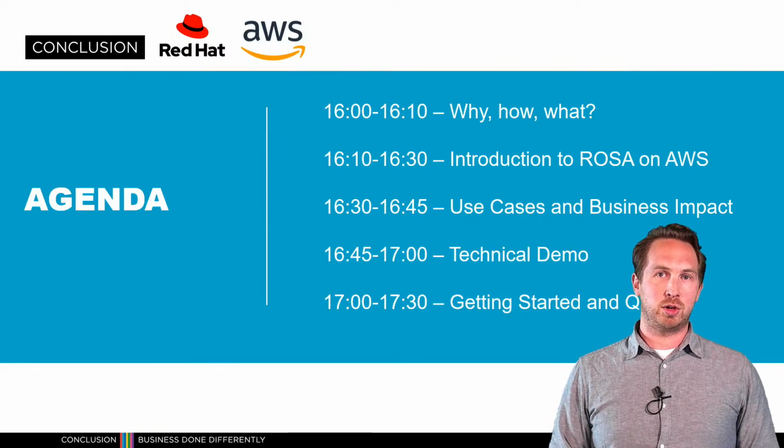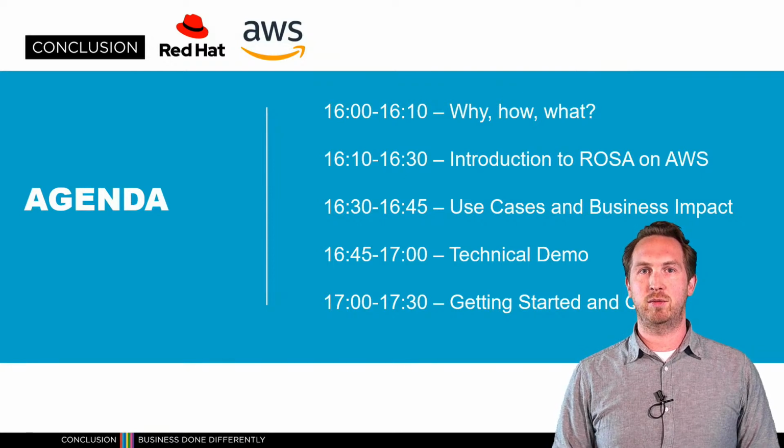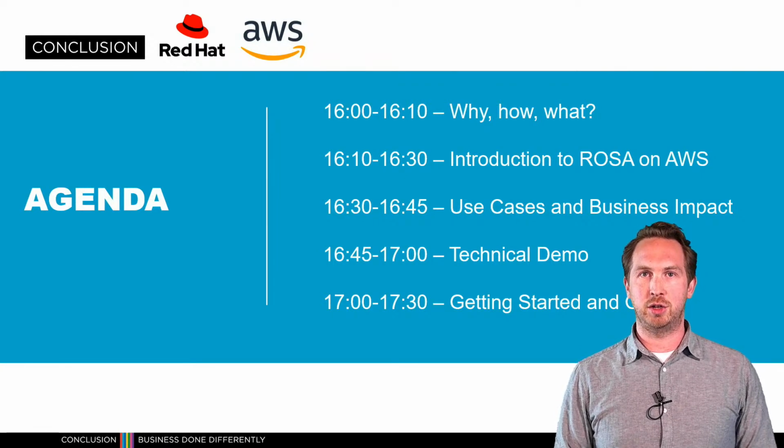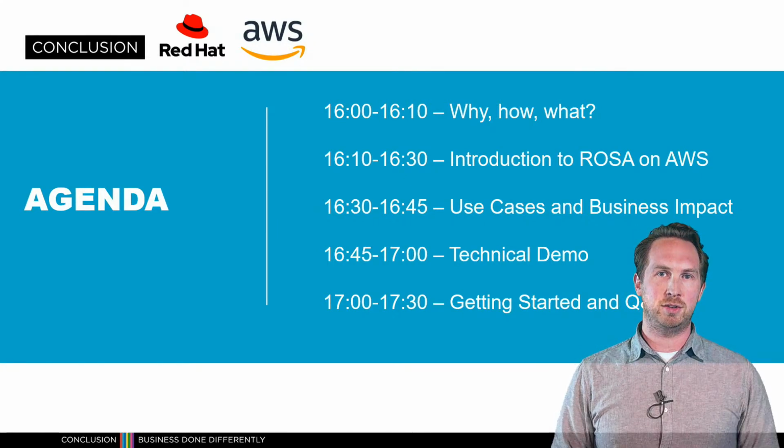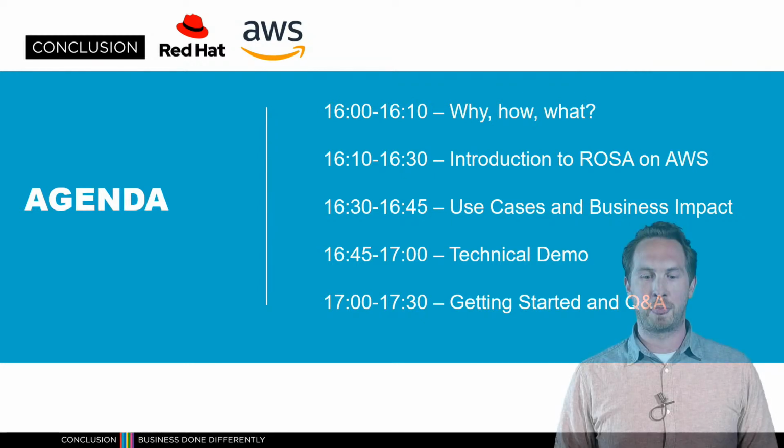After that, we're going to go a little bit more on the business side of the use cases and the business impact ROSA can have for your organization and how you can use it. After that, we have a 15-minute technical demo on how you can set up your first ROSA cluster on AWS. And we'll talk a little bit about how you get started after you started the cluster and how you get your first workloads on ROSA on AWS.